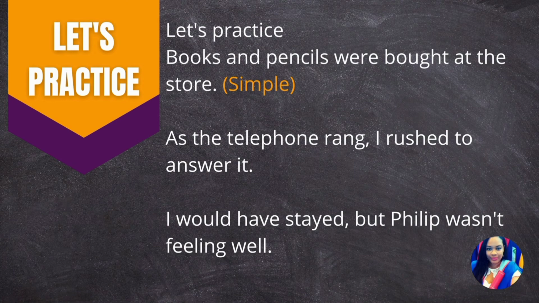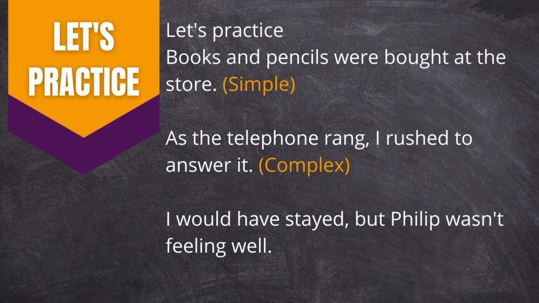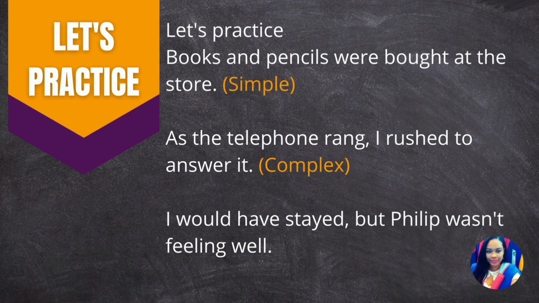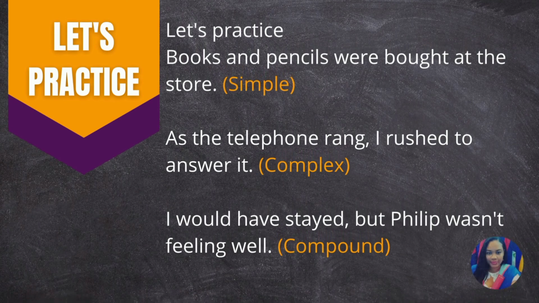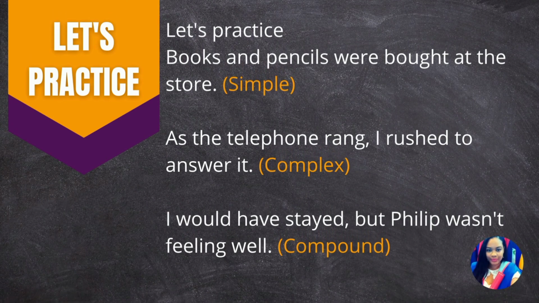As the telephone rang, I rushed to answer it. I see two clauses and one of them is dependent. As the telephone rang is a dependent clause, which means that this is a complex sentence. I would have stayed, but Philip wasn't feeling well. I see two independent clauses. I also see a member of the Fanboys Club, the word but. This coordinating conjunction tells me that this is a compound sentence.